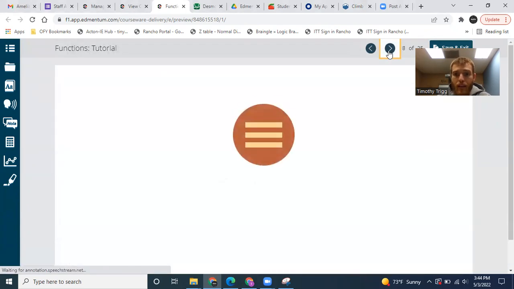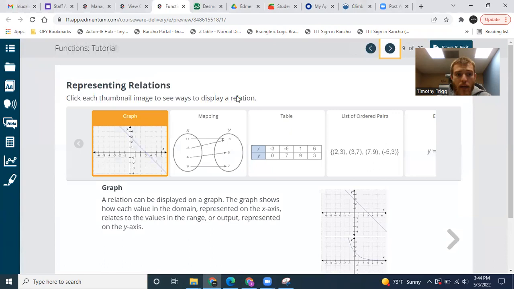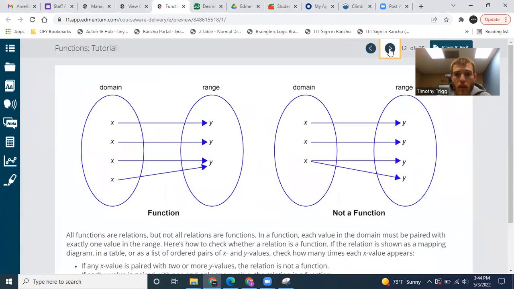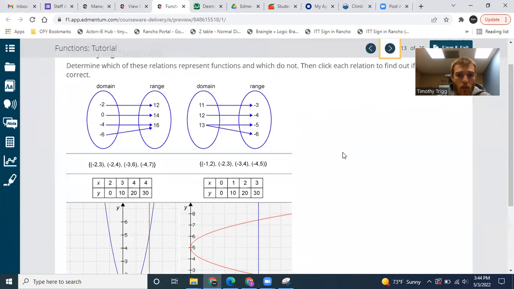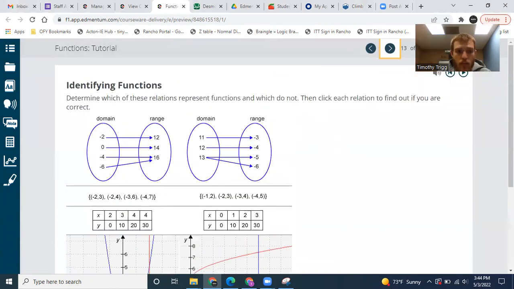Okay, once you've gotten that, we can go ahead and skip ahead until where it stops you. You're going to have to move through some of these pages here, but you can just go ahead until it stops you at a question. Okay, let's take a look here. It says, determine which of these relations represents functions and which do not. I'm on page 13 of the tutorial. Then click each relation to find out if you are correct.